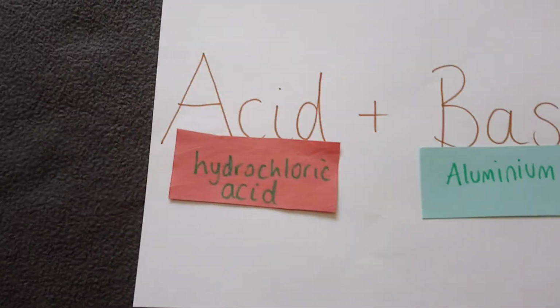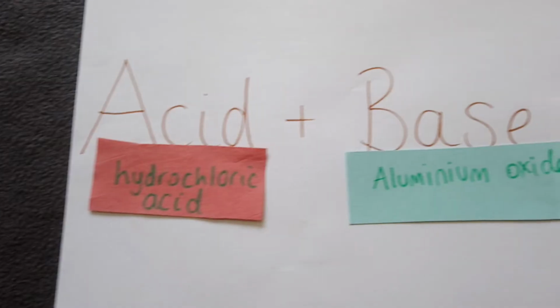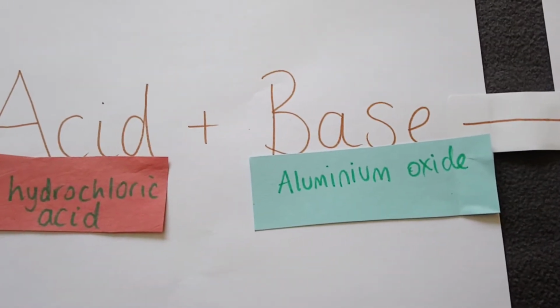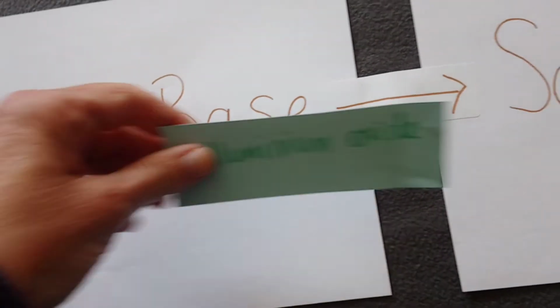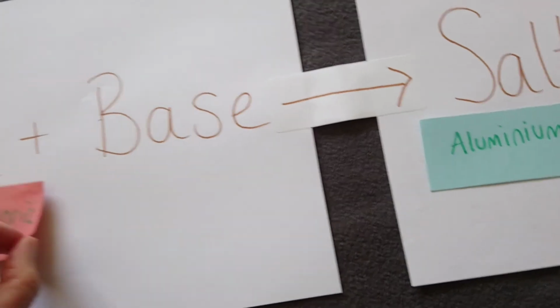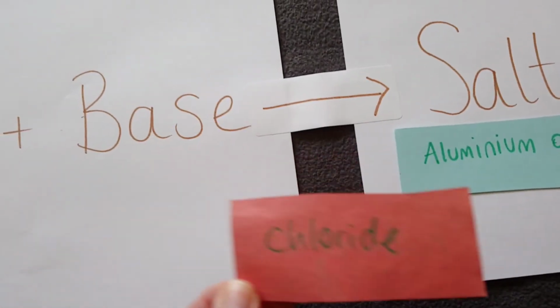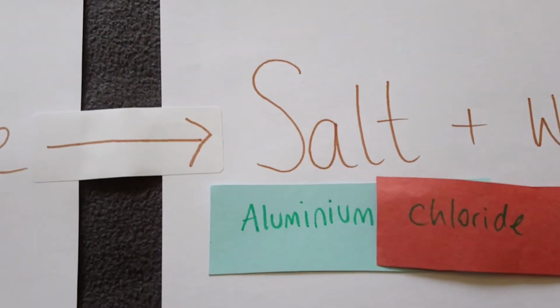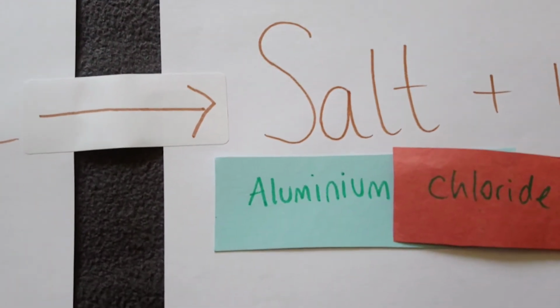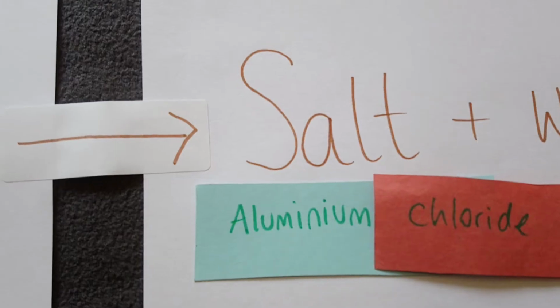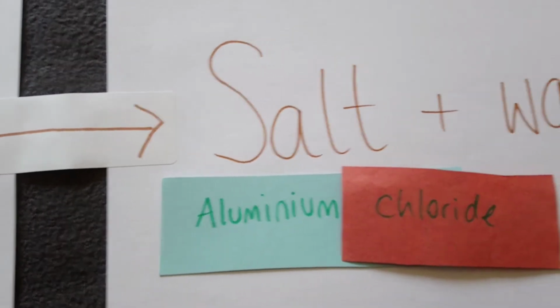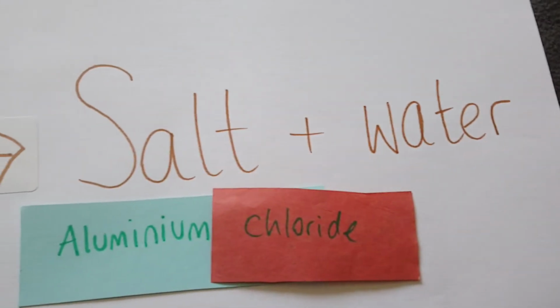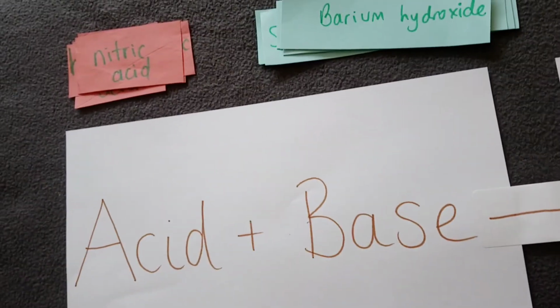Okay, let's have a look at that one again. What we had was hydrochloric acid reacting with aluminium oxide. They reacted to form a salt. The salt takes the chloride from the hydrochloric acid and the metal name aluminium from the base to form aluminium chloride and water.